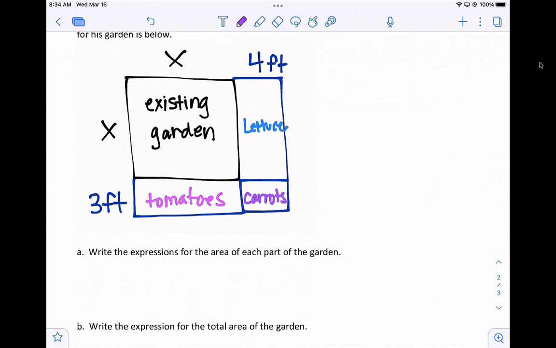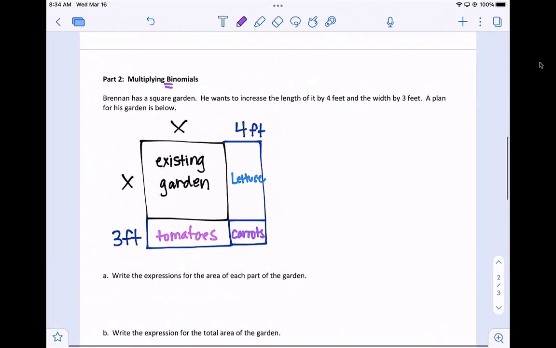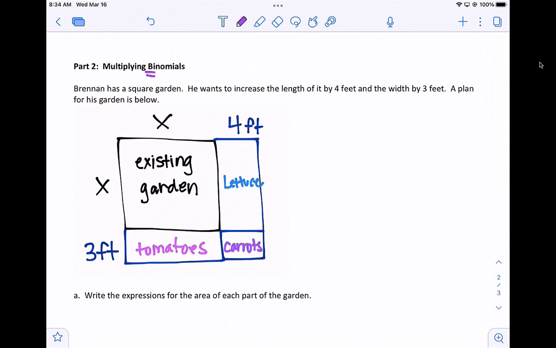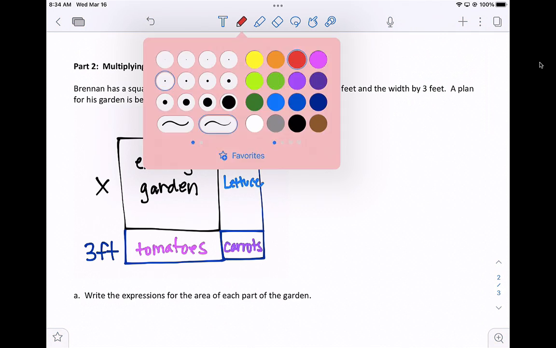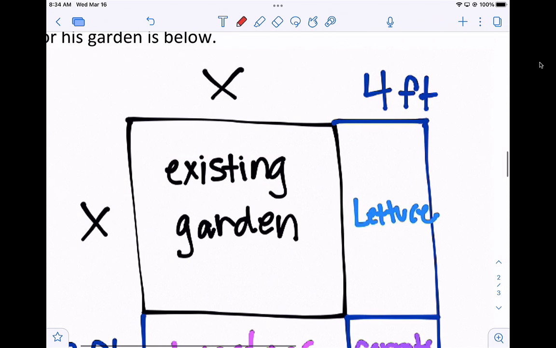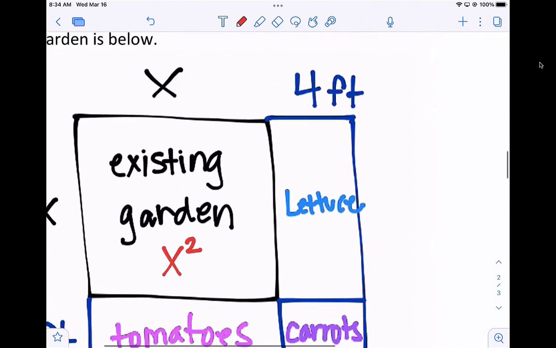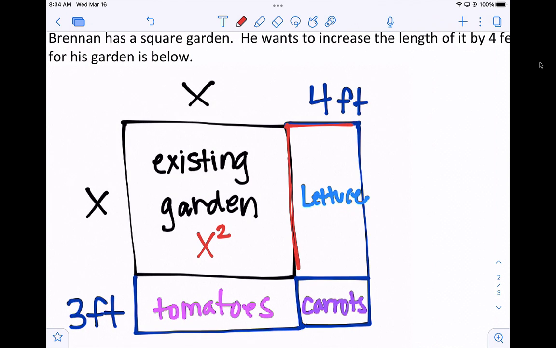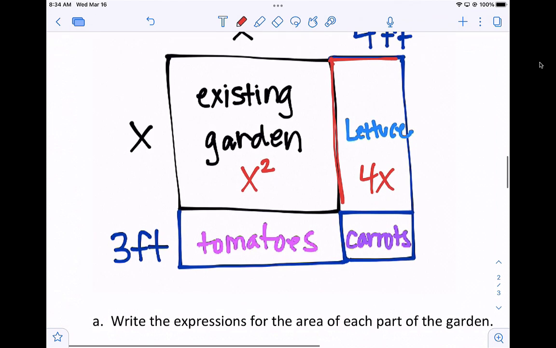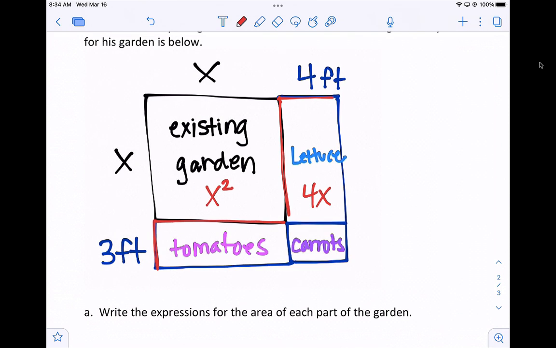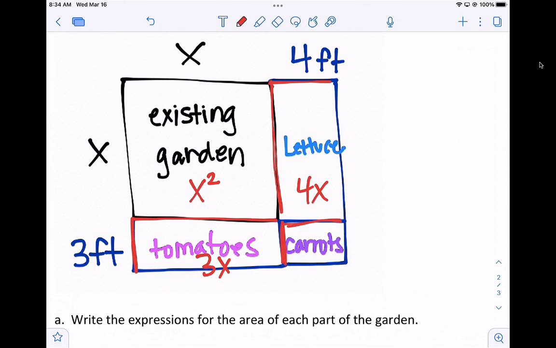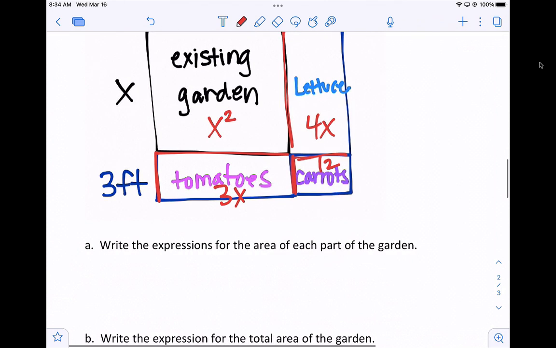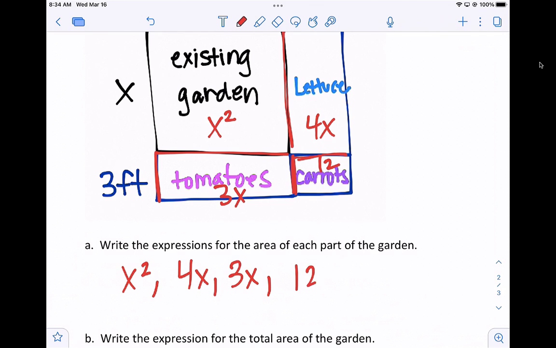So now it says write the expressions for the area of each part of the garden. So we know that if it's a rectangle or square, the area is base times height. So the area of the existing garden x by x would be x squared. For this one, it would be 4 by x, or 4x. For the tomato part of the garden, it would be x by 3, or 3x. And then for the little carrot part of the garden, it would be 4 by 3. 4 times 3 is 12.